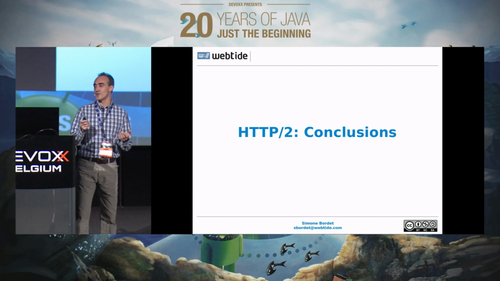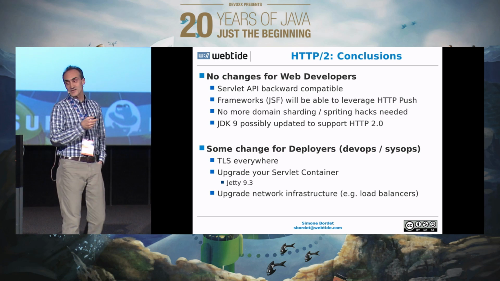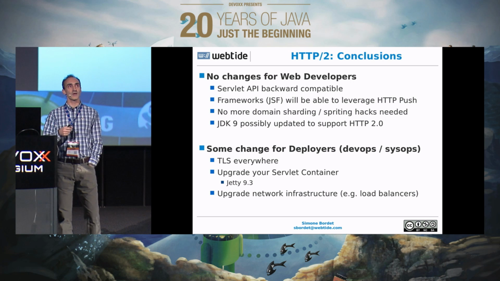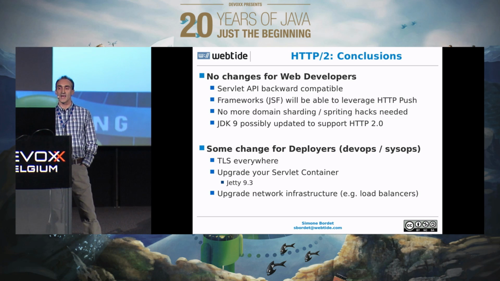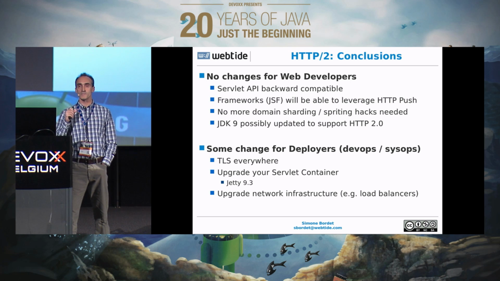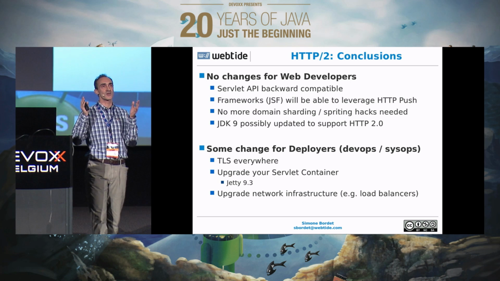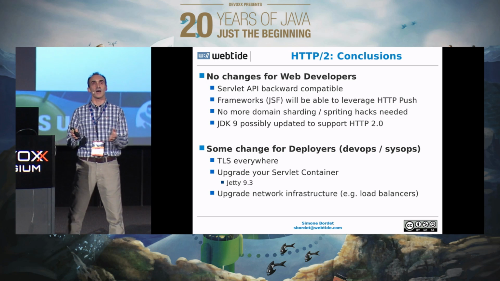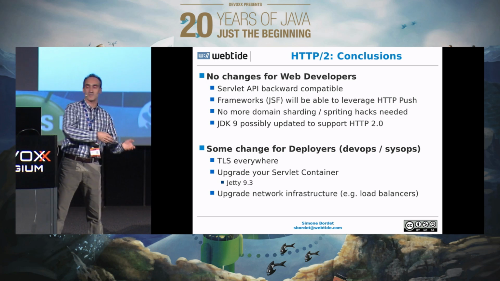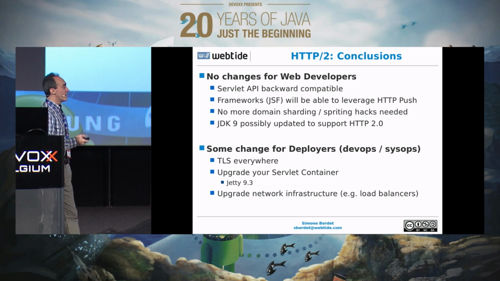Conclusions, all right? So, good thing is no changes for web developers. Super cool. The Servlet API will be backward compatible. Frameworks will be able to leverage the new HTTP 2 features. You don't have to do domain sharding, spriting, hacks, best practices, all gone. The new protocol has been designed from the ground up for today's web, not for the web of 20 years ago, right? So JDK 9 will support HTTP 2.